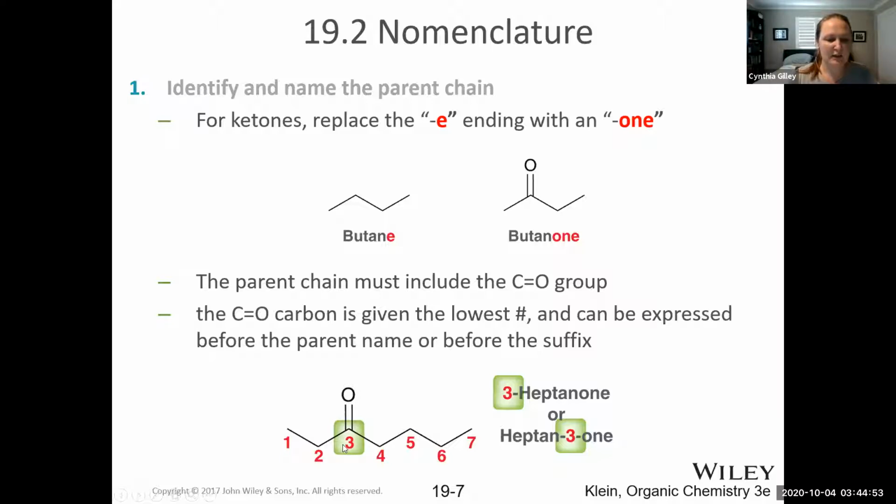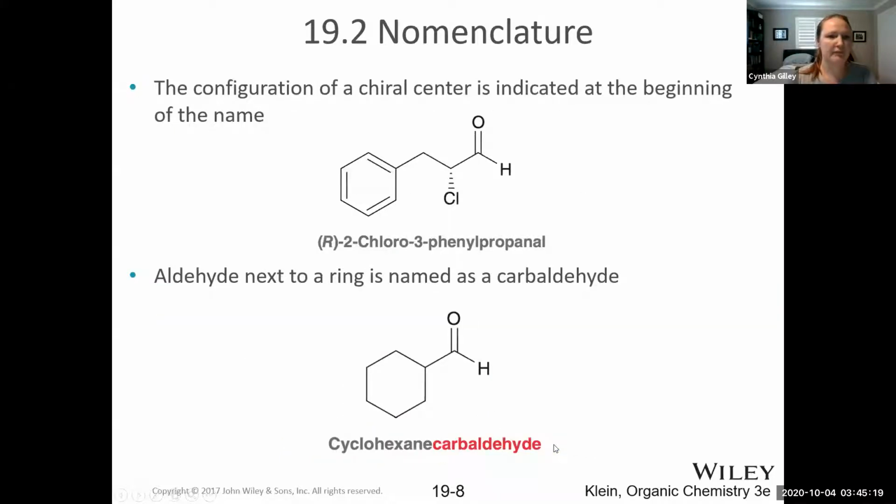And because in ketones the carbonyl is by definition not at a terminal carbon, because if it was at a terminal carbon, it would be an aldehyde. So when it's a ketone, the carbonyl is not at a terminal carbon. We are going to need the number or locant included in the name. So we wouldn't just name this heptanone, we would need to name it either 3-heptanone or heptan-3-one.